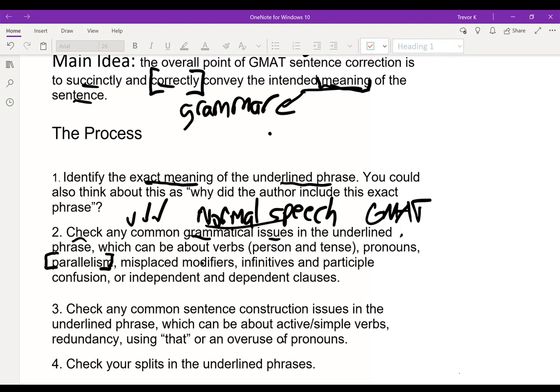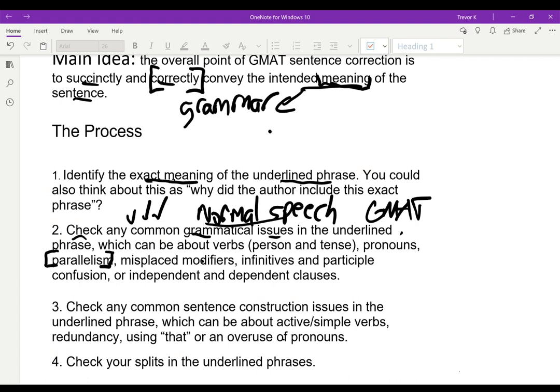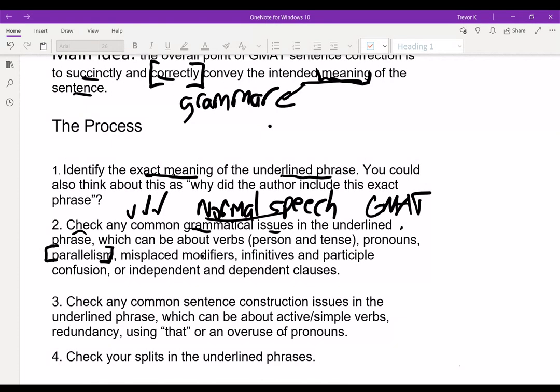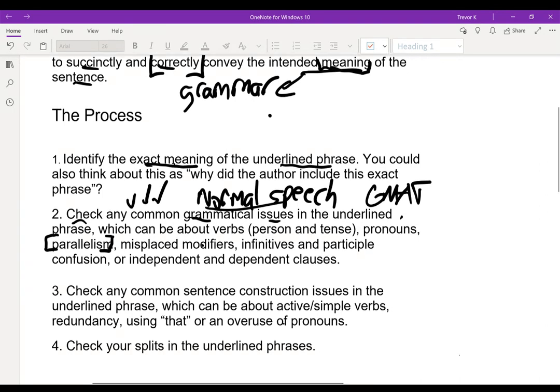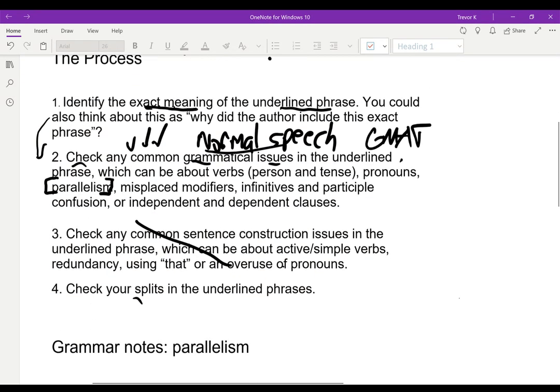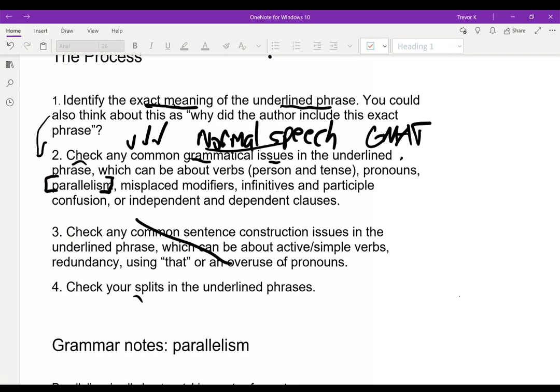For this one, we're really just going to be focusing on parallelism and how it intersects with meaning. And for this video only, we're going to be ignoring the rest of it. In normal GMAT, we're not going to be ignoring the rest of it. That's going to be a big part of our process. For this video, we are. So we're going to be skipping over this. We're going to be gliding over this. And splits are, of course, still going to be important. So with that in mind, let's get into some parallelism.